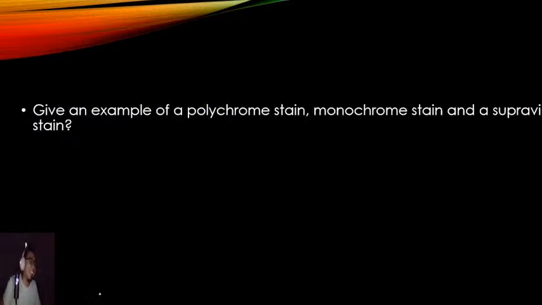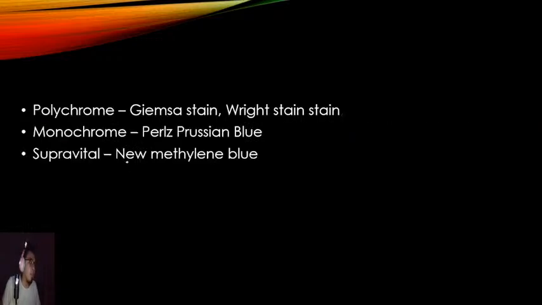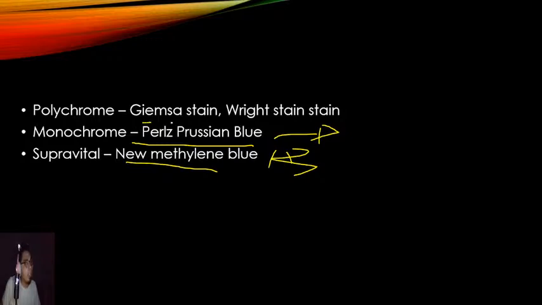All right. Give an example of a polychrome stain, a monochrome stain, and a supravital stain. So we already know this for the ticks, new methylene blue or BCB. Okay, a monochrome stain is Pearl's Prussian blue. I'm going to ask later what's the usefulness of Pearl's Prussian blue, but I want you to look at Giemsa and Wright stain. All right, Giemsa and Wright stain.